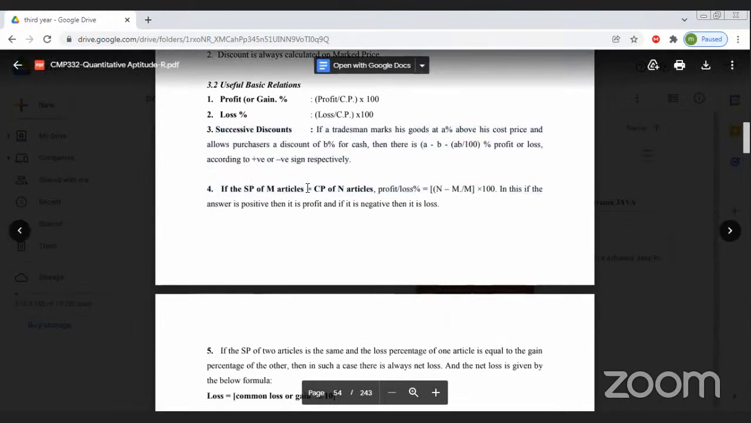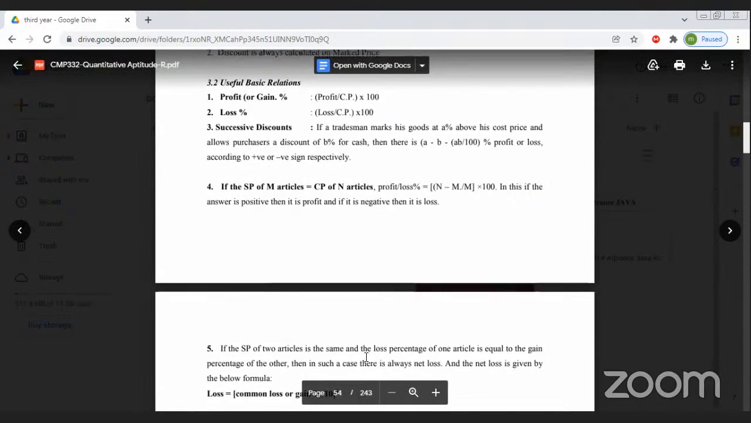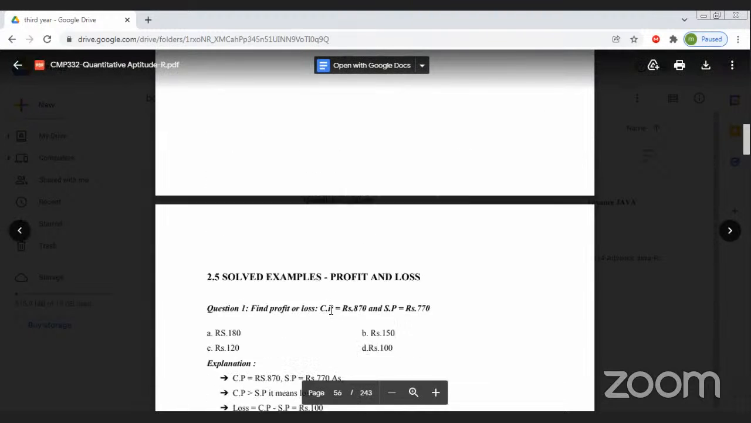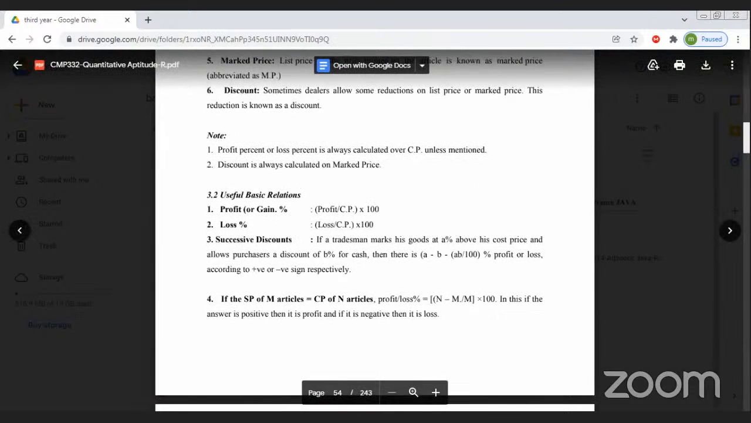And this formula, that is, if you have the selling price of m articles equal to the cost price of n articles, for that you have the formula: cost price of n articles minus selling price of m articles upon m articles into 100. And one more formula is also there. In this way we have completed 2 only.